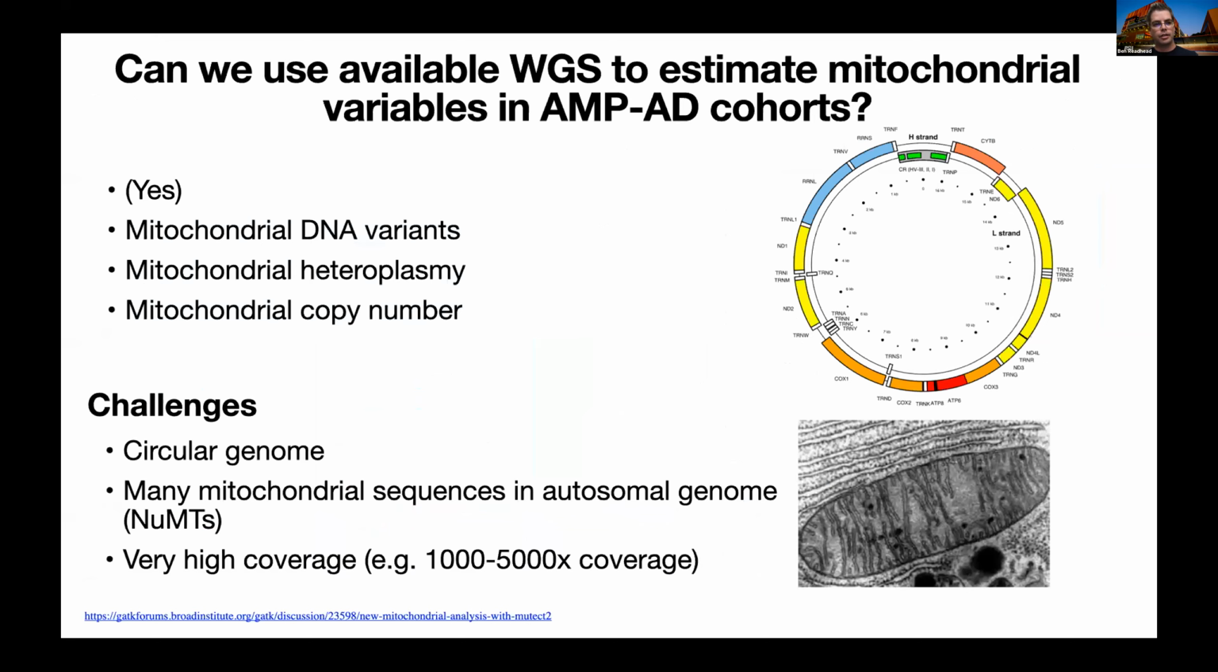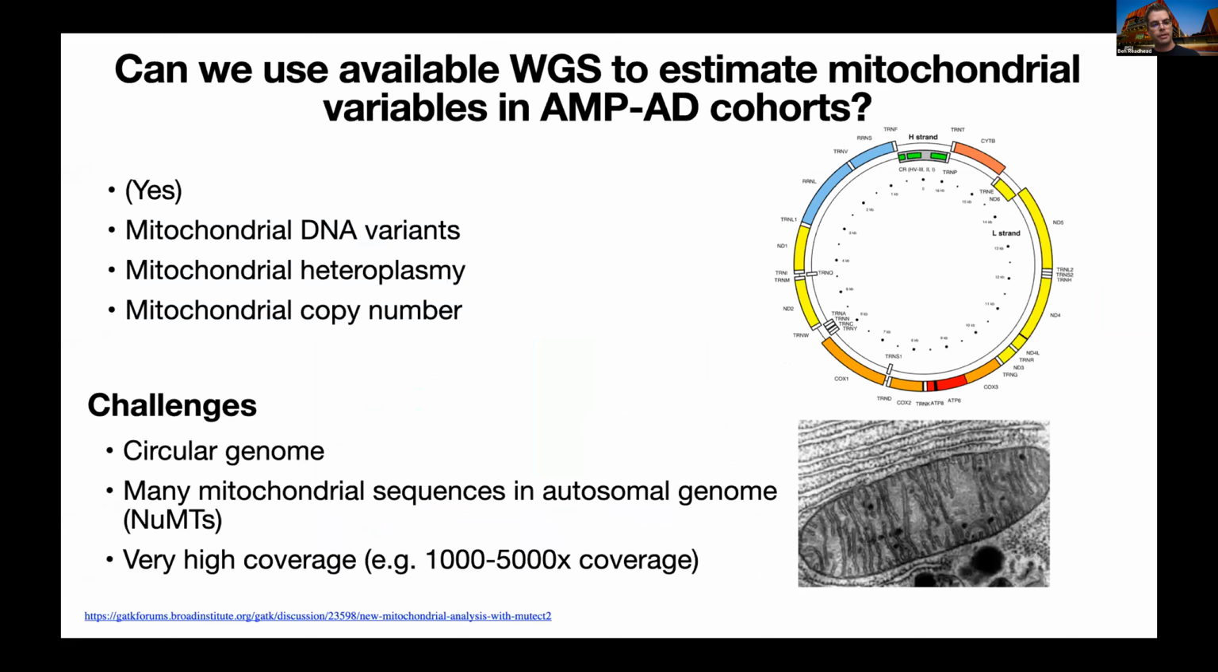And so our question going into this was, is there a way we can use some of this available whole genome sequence data to estimate interesting mitochondrial variables within these cohorts? And to the extent that we can, then we perhaps have an opportunity to link those variables with clinical and neuropathological and other molecular traits that we know about these same people. And so the short answer is yes, it appears we can.